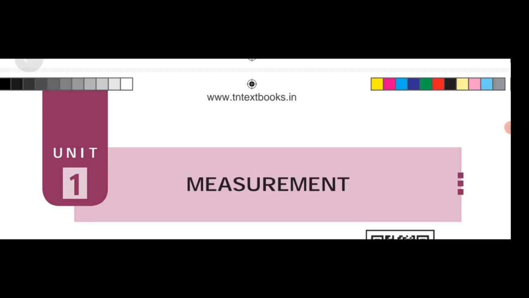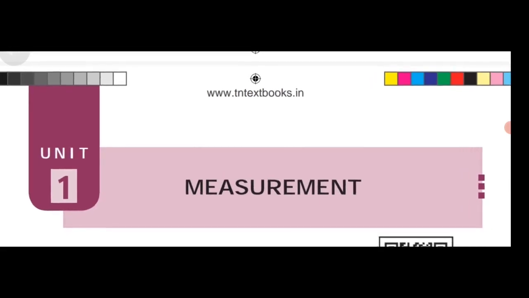This is the 9th standard physics unit 1 measurement lesson. In the previous class, we already discussed the rules and conventions for writing SI units and their symbols. There are 10 rules used for writing SI units and their symbols. Today, we are going to learn a new topic: measuring mass.